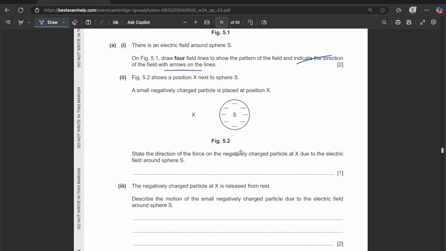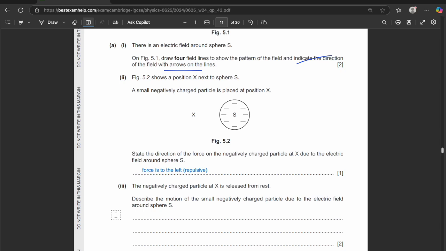So we have to think about the force on the negatively charged particle, and because they are like charges, they will repel each other, so it will experience a force to the left, outward, right? Because it's getting repelled. So we can just say force is to the left, repels.